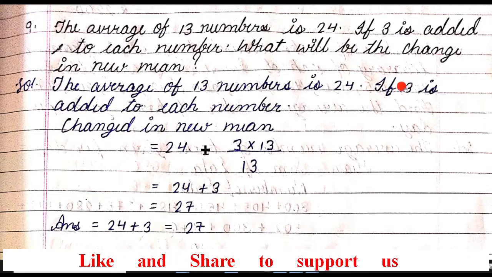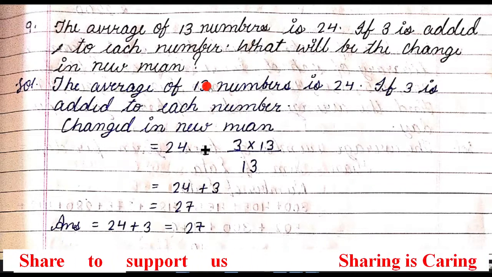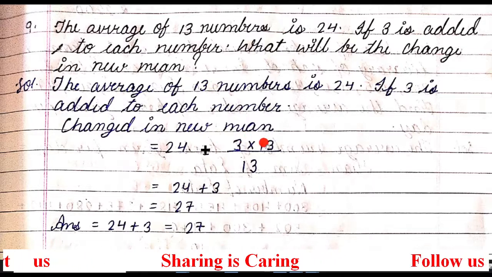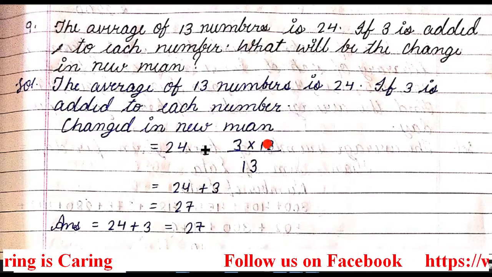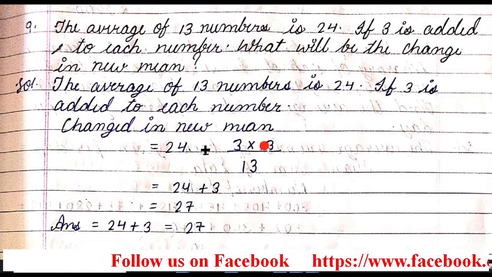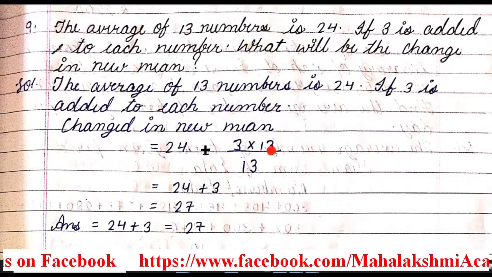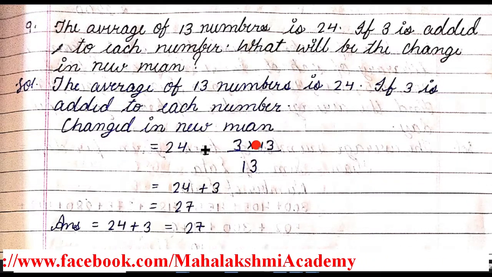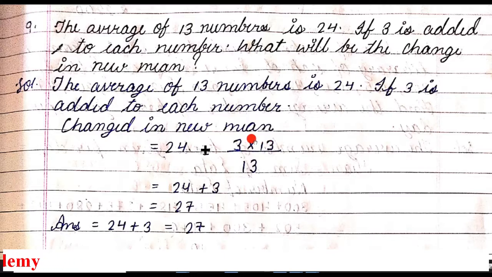Now since they added 3 to each of the 13 numbers, we'll find out how much extra was added in all. Since 3 is added 13 times, the total extra is 3 into 13. How many times did they add 3? 13 times. So the mean of the extra 3 is 3 into 13 upon 13.